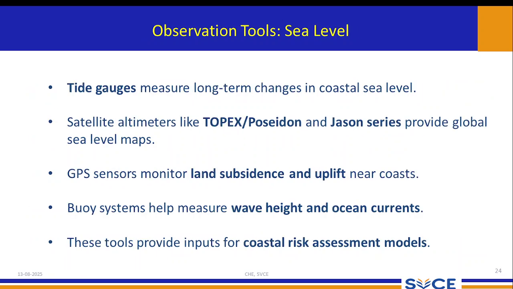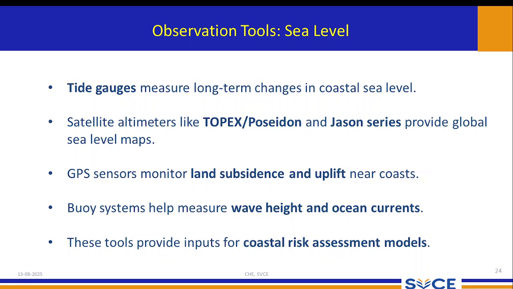Observation tools, sea level. Tide gauges measure long-term changes in coastal sea level. Satellite altimeters like Topex/Poseidon and the Jason series provide global sea level maps. GPS sensors monitor land subsidence and uplift near the coast. Buoy systems help measure wave height and ocean current.